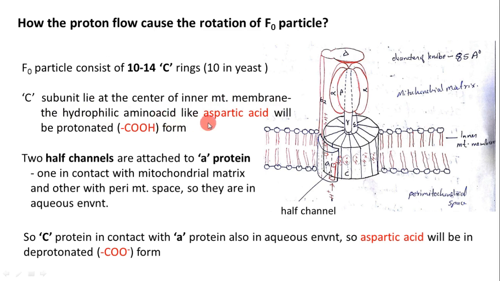The hydrophilic amino acids like aspartic acid will be protonated. Here the F0 particle is placed on the inner mitochondrial membrane. You know, the inner mitochondrial membrane is formed of phospholipids and it is hydrophobic in nature. Thereby, due to this hydrophobic nature, the hydrophilic amino acids like aspartic acid in the C rings will be in the protonated form, that means in the COOH form, because they can ionize only in a hydrophilic medium. An amino acid like aspartic acid cannot ionize into COO minus in the hydrophobic membrane. Thereby, it will exist in the COOH form.